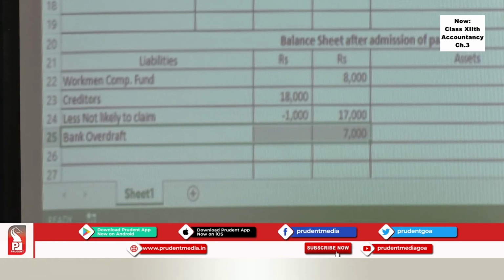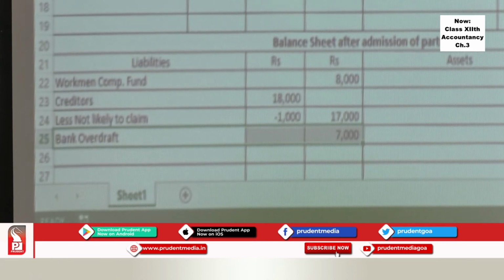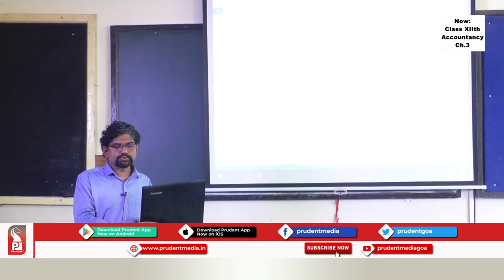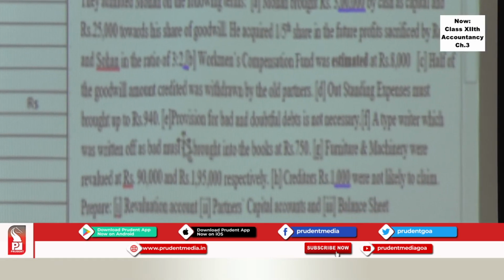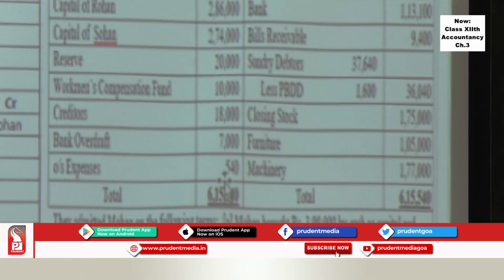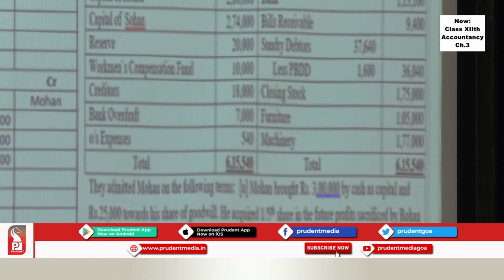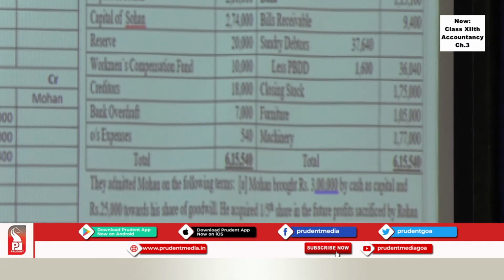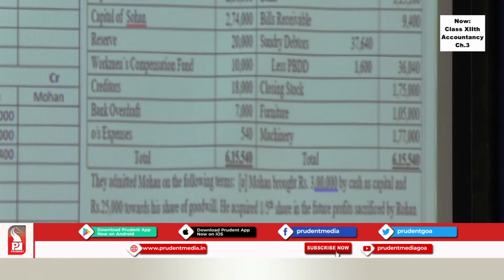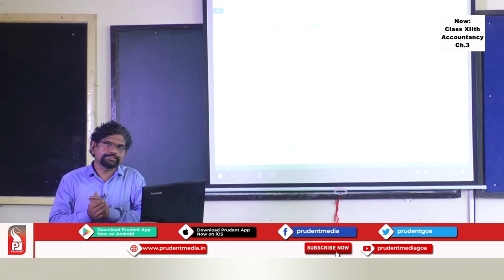Okay. Now what about the outstanding expenses? Outstanding expenses, there is an adjustment. It is given in adjustment D, outstanding expenses must be brought up to 940 rupees. So our liability here in the balance sheet is only 540. Now it should be made 940. From 540 outstanding expenses, 400 are to be increased. There is an increase in the liability.